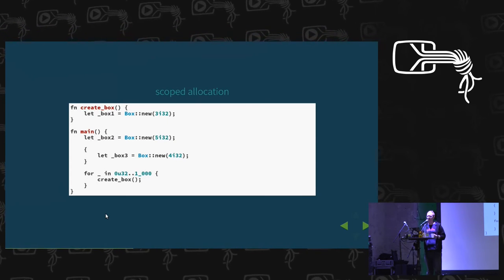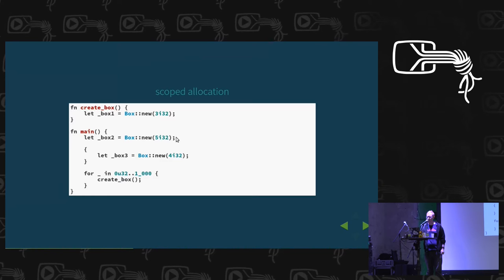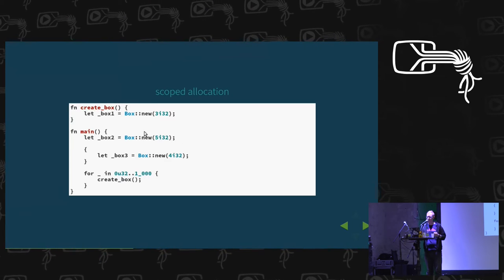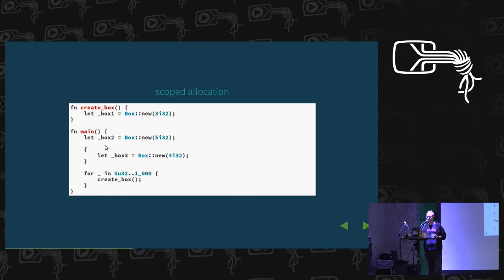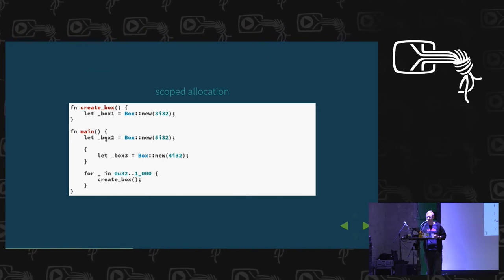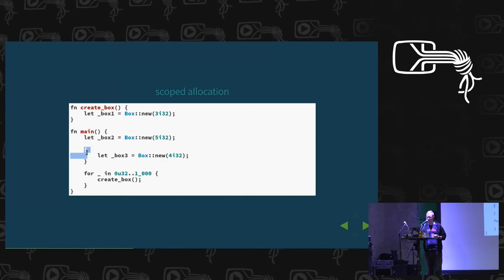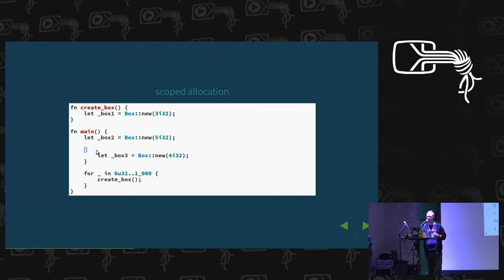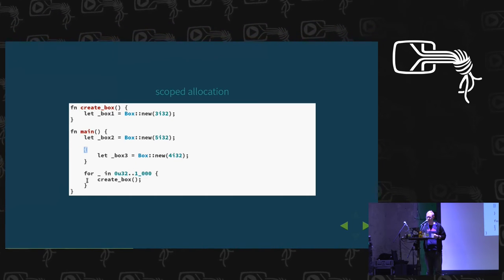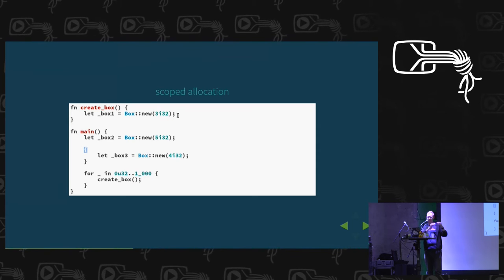This is a little bit about how allocation is handled in Rust. In this example, we have the main function, where we allocate a 5, like an integer, and it's put in the box, which means that it's heap allocated. But its lifespan is scoped by the block in which it's defined. So box 2 here, for example, exists until the end of the main function. You can create a little scope like this to limit the lifetime of variables. So box 3 here is just going to get created and then immediately destroyed. And in this function, the box 1 value is limited to the scope of that function.